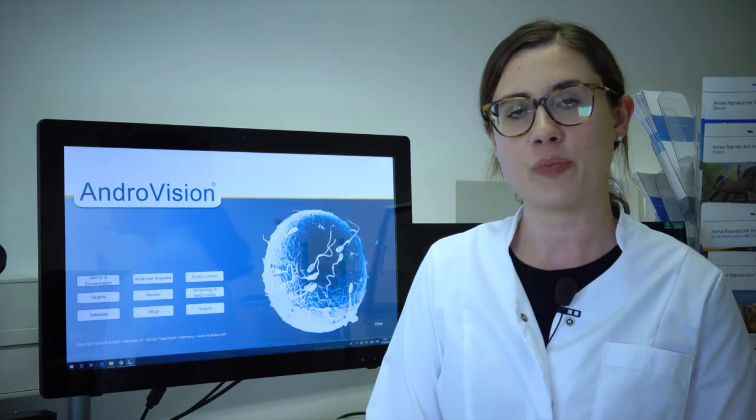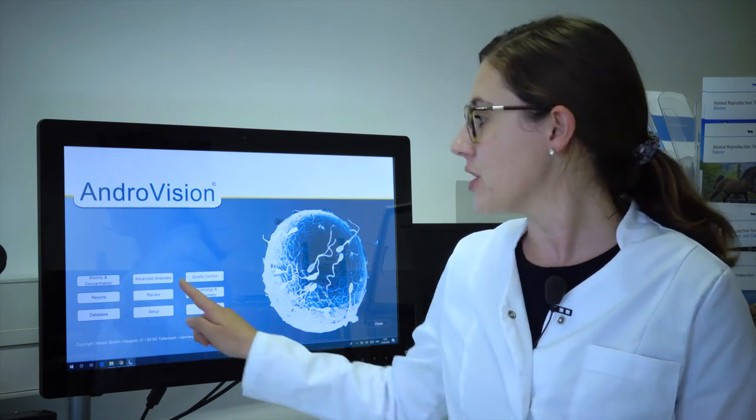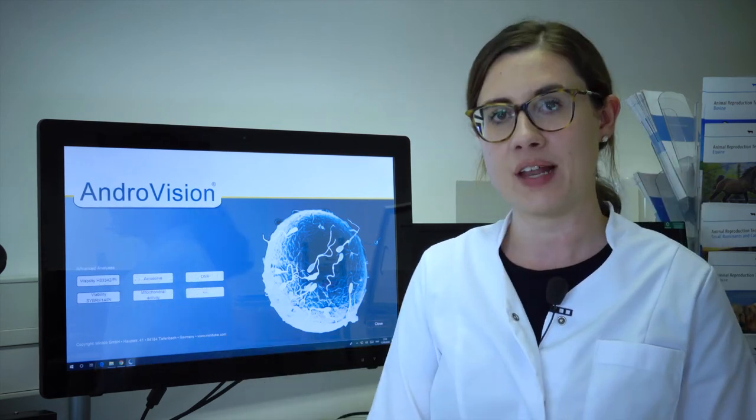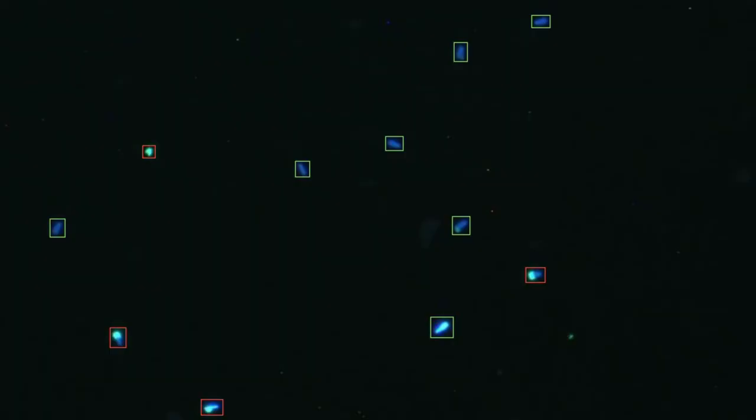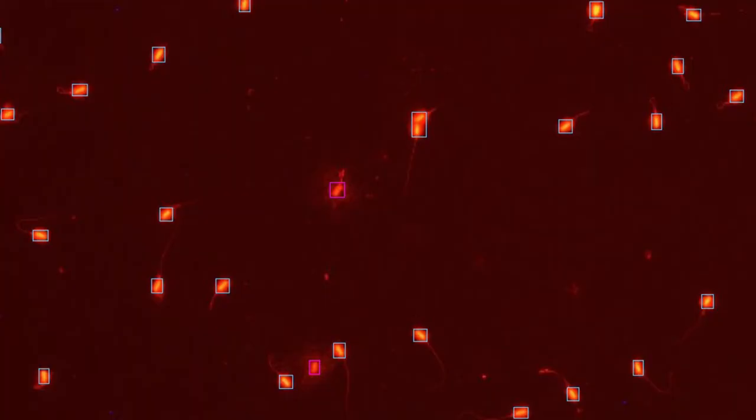Beside the analysis of motility and concentration, sperm functionality can be evaluated as well. With fluorescence analysis, AndroVision is able to assess the integrity of the plasma membrane, the acrosome, and the DNA, as well as the mitochondrial activity. These results deliver important information about the fertilizing ability of the spermatozoa.